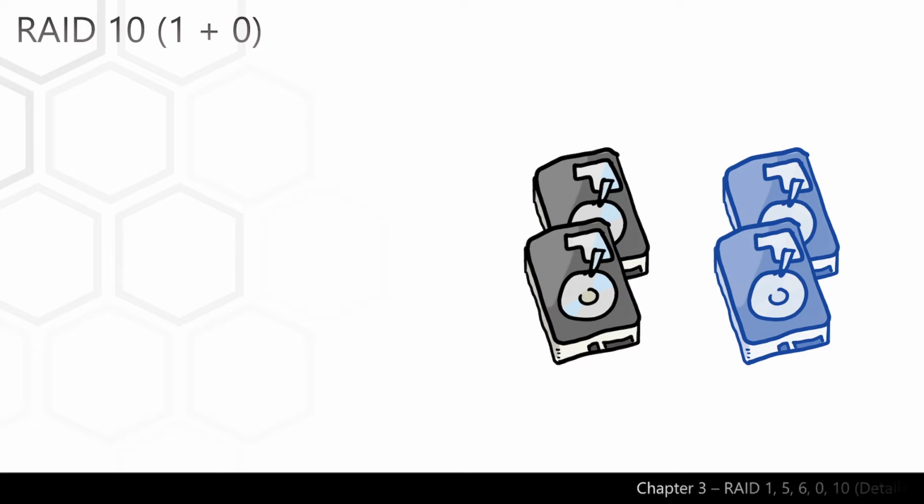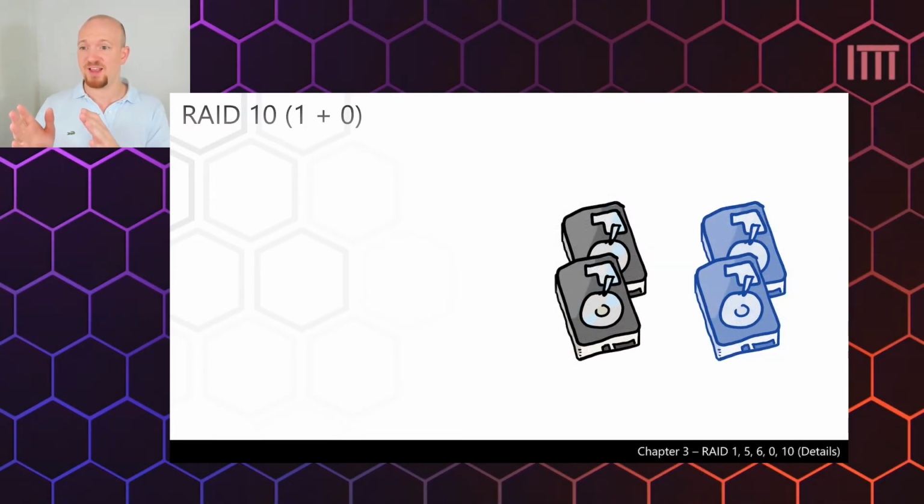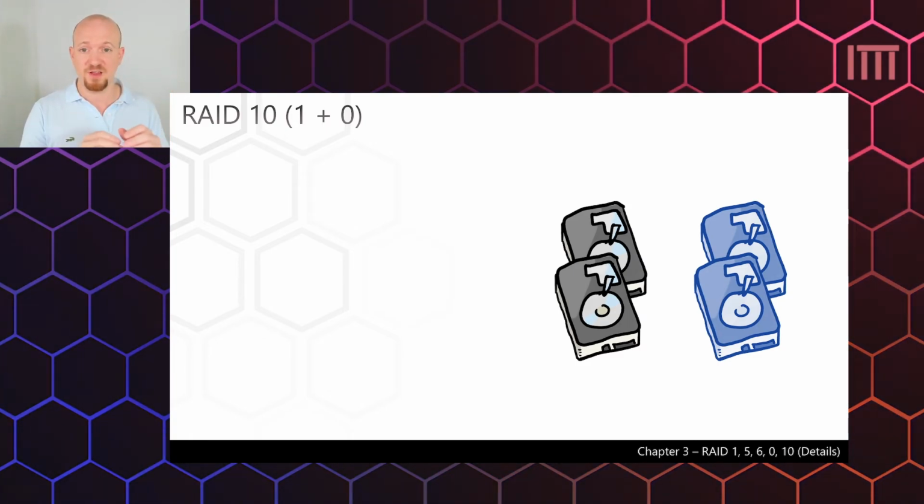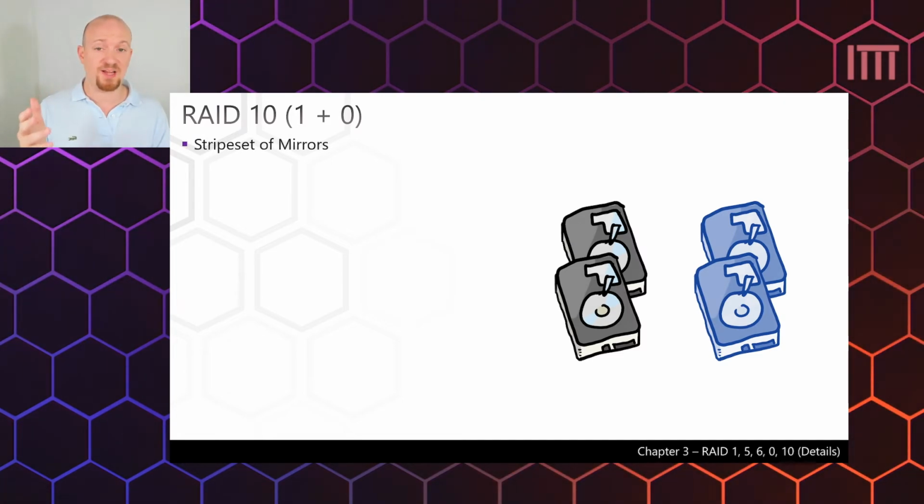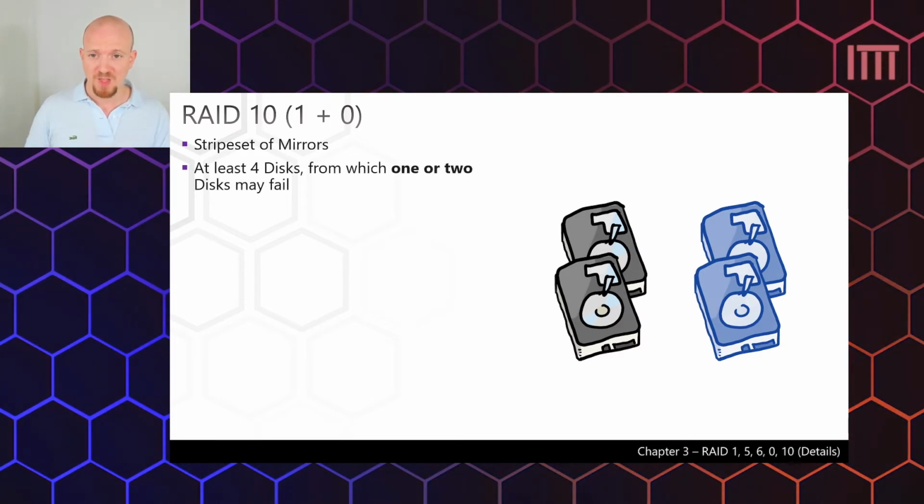RAID 10 is a combination of RAID 1 mirrors and a RAID 0 stripe set without parity. You should have a good understanding of RAID 1 and RAID 0 to understand RAID 10. On the image you see on the left side in gray, there's one RAID 1, and on the right side there's a second RAID 1 in blue. So as I said, a RAID 10 is a stripe set of mirrors. You need at least 4 disks for that, 2 per mirror, from which 1 or 2 disks may fail. I'll explain soon.